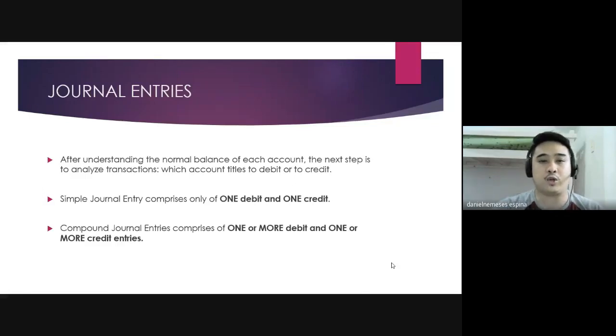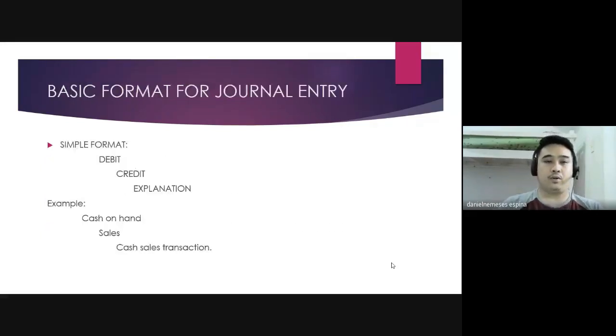So what is the format in journalizing? The simple format is you have the debit and then on the next line, if you notice, there is a space, or I mean an indention. So from debit, there's an indention for credit, and then another indention for the explanation. So this is the format that we follow.